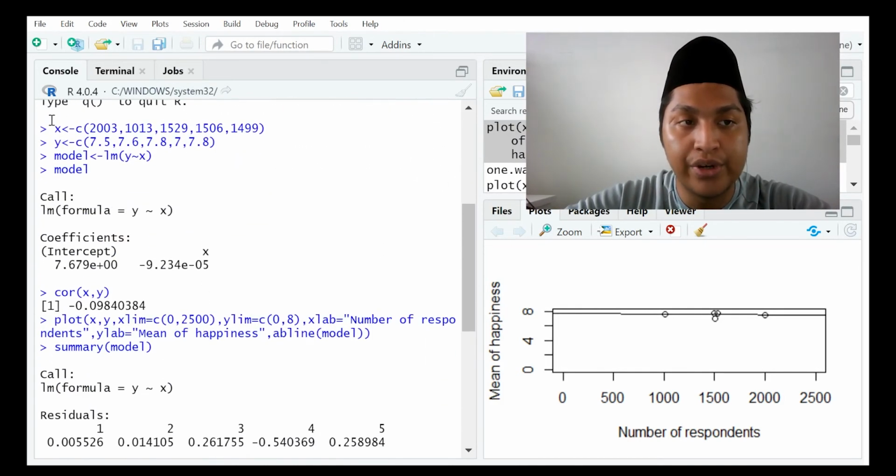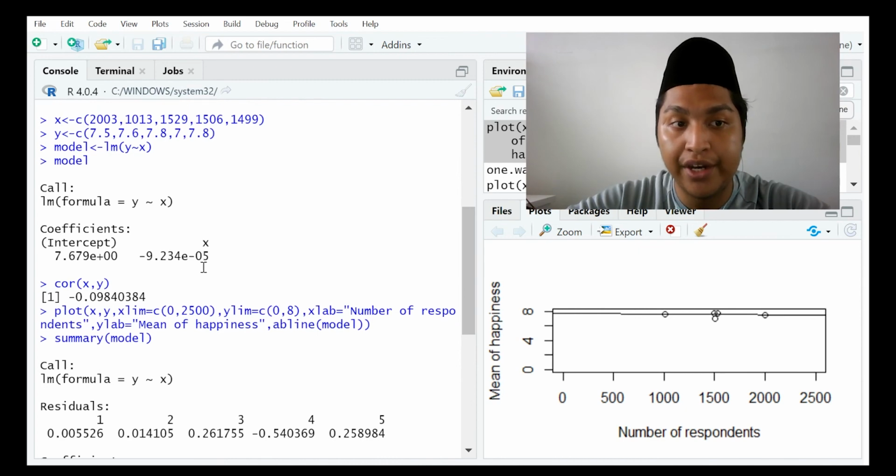Hello, and I'll be presenting about the regression test. This code is for the scatter plot that we can see over here. Then this coefficient is the intercept, which is B0. And this one is the slope coefficient, which is B1.